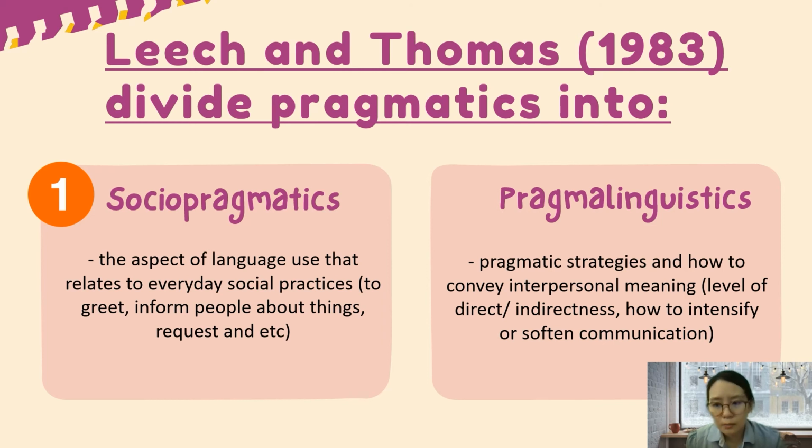Alright, Leech and Thomas, 1983, divide pragmatics into sociopragmatics and pragmalinguistics. So the first one is sociopragmatics. This is the aspect of language use that relates to everyday social practices, to greet, inform people about things, request something from other people. On the other hand, pragmalinguistics is the pragmatic strategies and how to convey interpersonal meaning. In other words, how direct or indirect you are with who you are speaking with, or how to intensify or soften what you are trying to say.